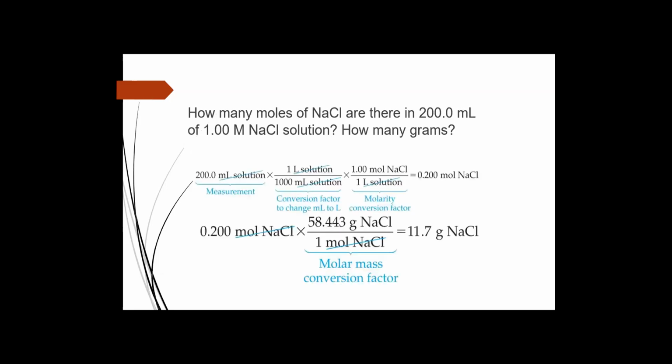There we go. We take that milliliters, we turn it into moles using our conversion into liters and then our molarity. Once we have those moles, we can use our molar mass in order to get it to our grams. Now remember, we have 4 sig figs here. We only have 3 here, and so that's why our answers are only in 3 sig figs.